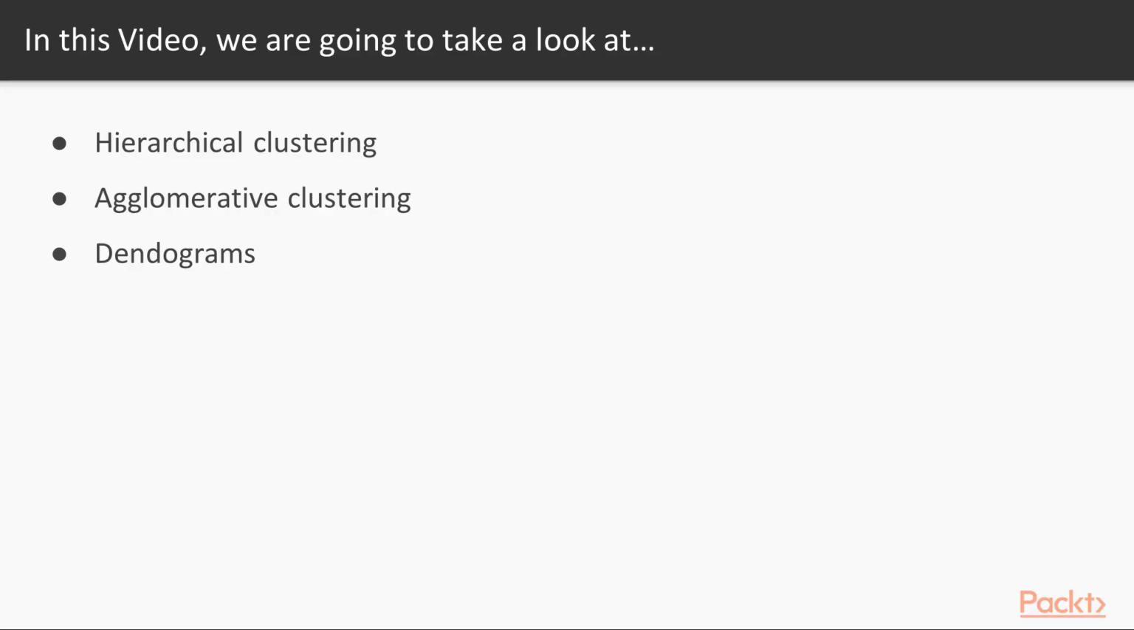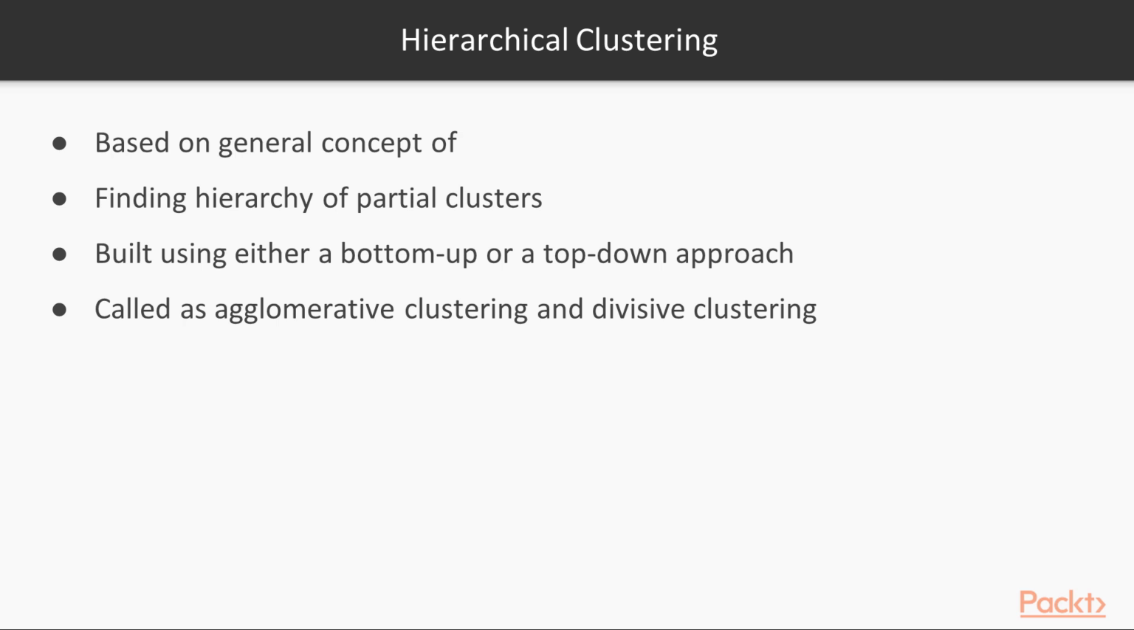In this video we're going to take a look at hierarchical clustering, then we'll learn about agglomerative clustering, and finally look at dendrograms. Hierarchical clustering is based on the general concept of finding a hierarchy of partial clusters, built using either a bottom-up or top-down approach. More formally, they're called agglomerative clustering and divisive clustering.